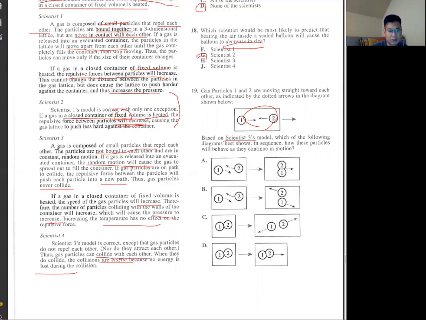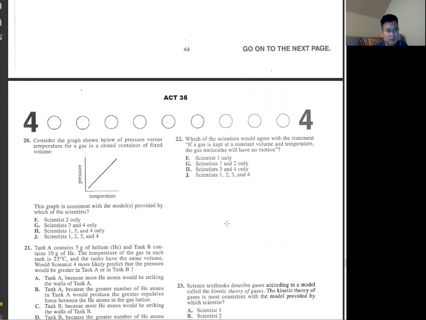That's why it is A or B. But then after sliding, what's going to happen is, are they moving in the same direction or a different direction? It says new path in the passage. That's why it is B. We'll move on to the next question, number 20.